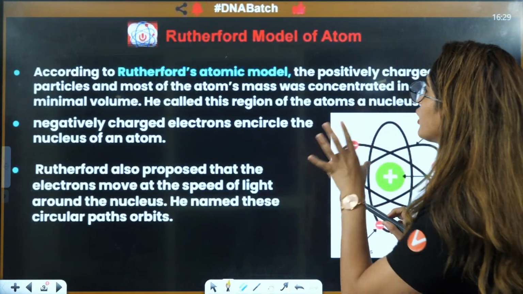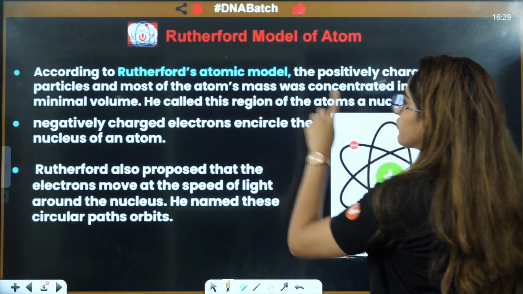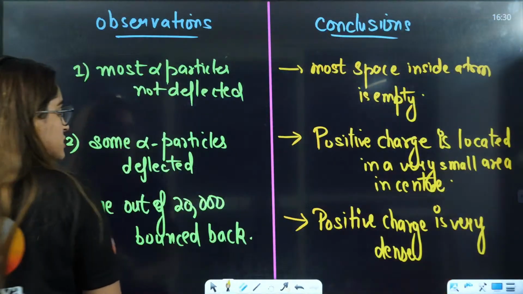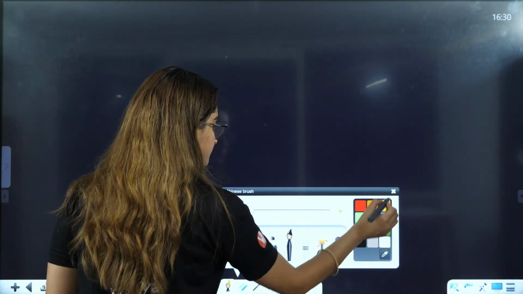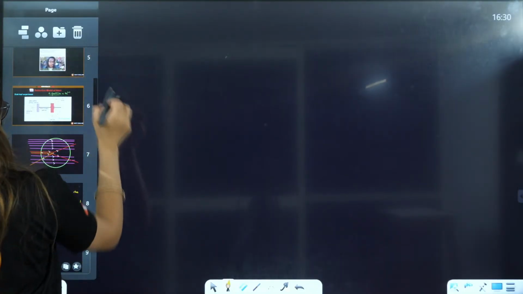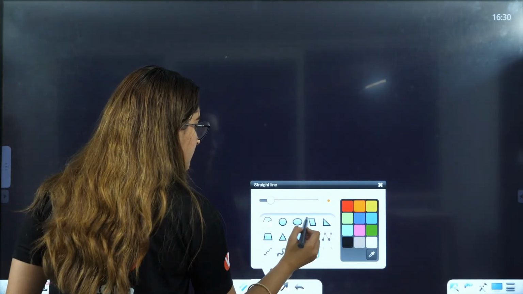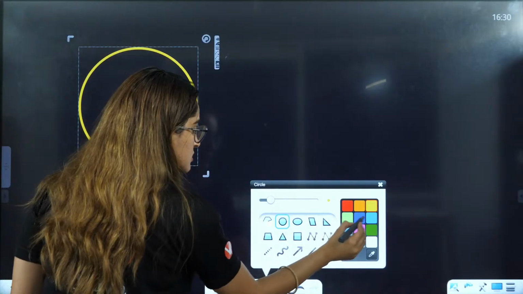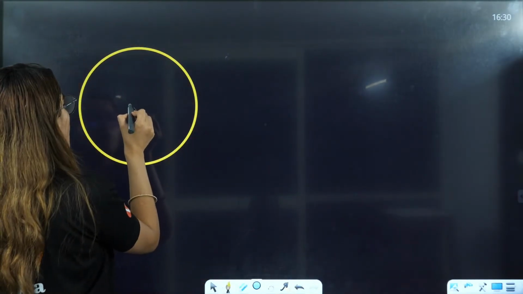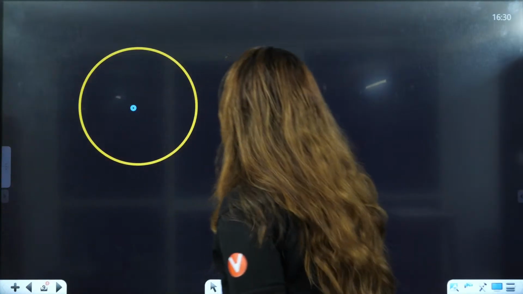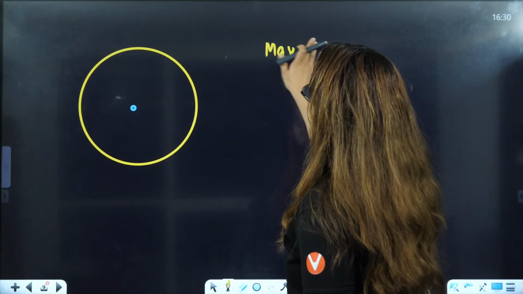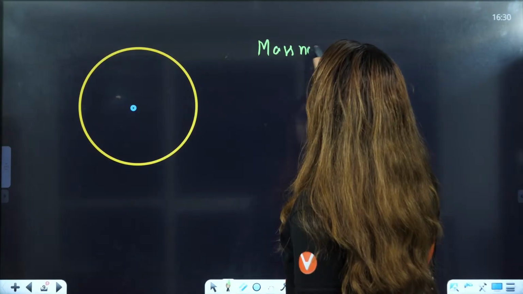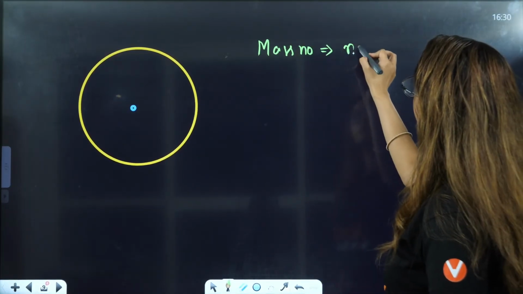According to the Rutherford atomic model, the positively charged particles, most of the atom's mass, was concentrated in a minimum volume. Now, let me draw one atom here. Tell me, what is the mass number? This is an atom, and this is a very small nucleus inside it. Now, how do you tell the mass? What is the formula of mass number? Mass number is nothing but neutrons plus protons.